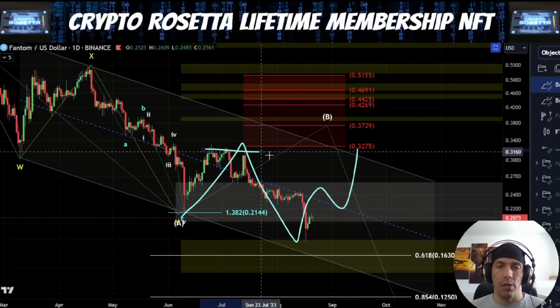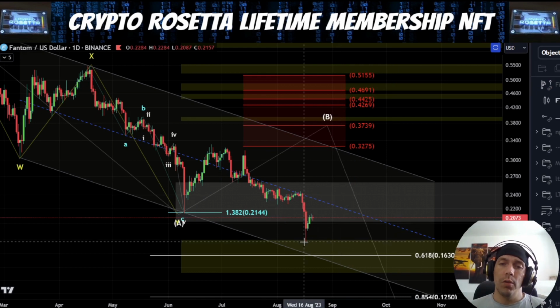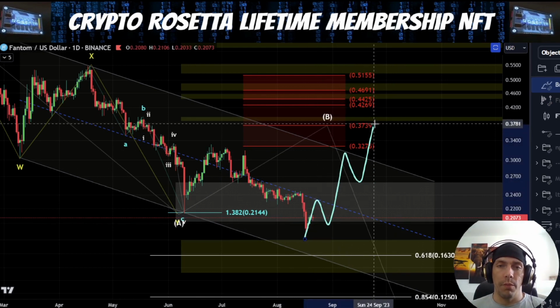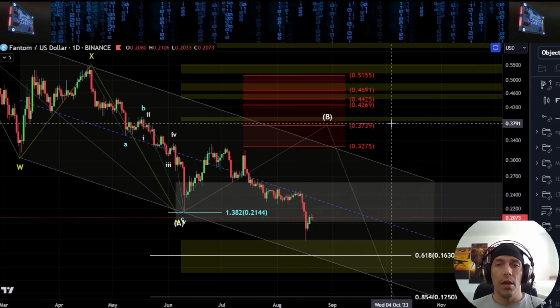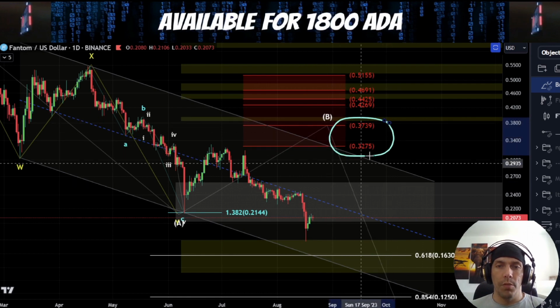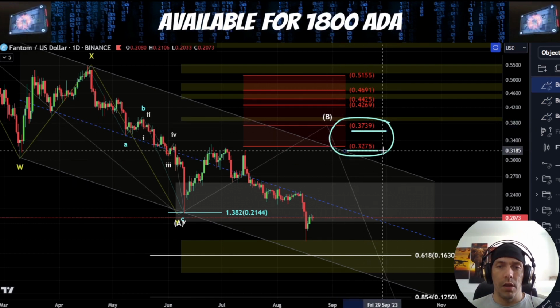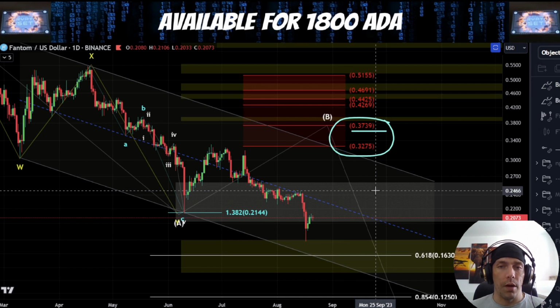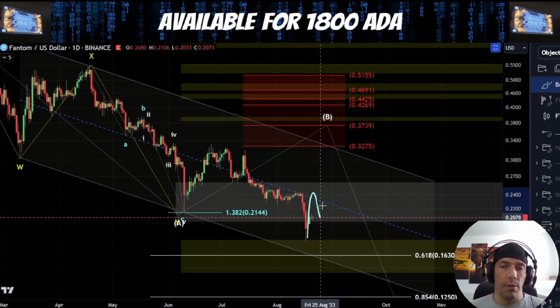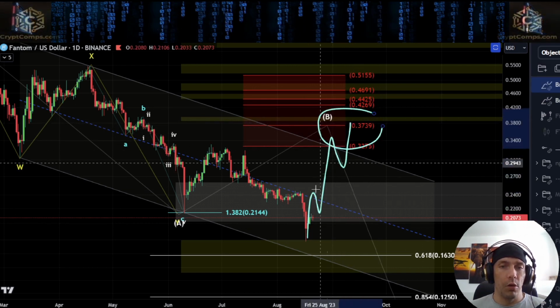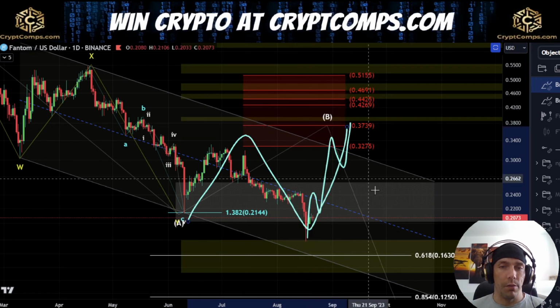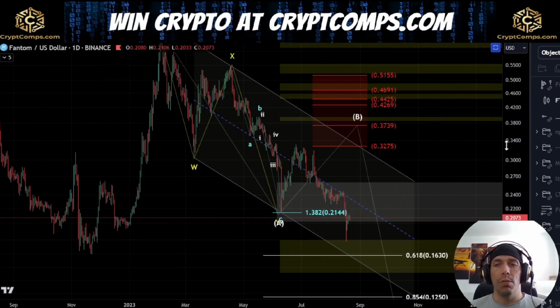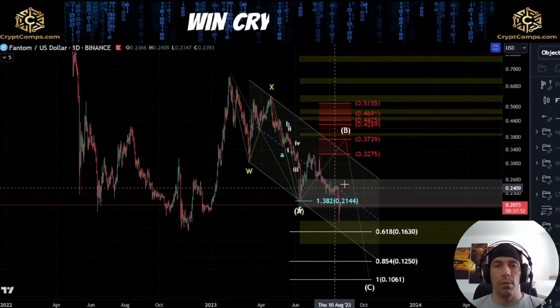in which case we could see an interaction with these highs, or alternatively, what we could start to do is form a 5-wave structure to the upside here, in which case what we'd be looking for would be potentially towards this 37.39 to this 32.75, except we'd be looking for a 5-wave move to the upside here. So looking for a flat correction, expanding flat, most typically would be the one that we're looking for if that is going to be the case.